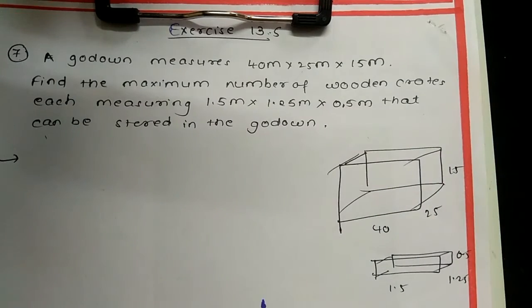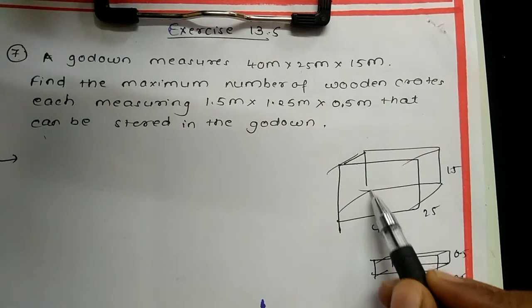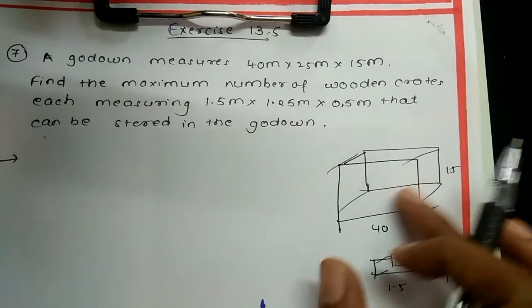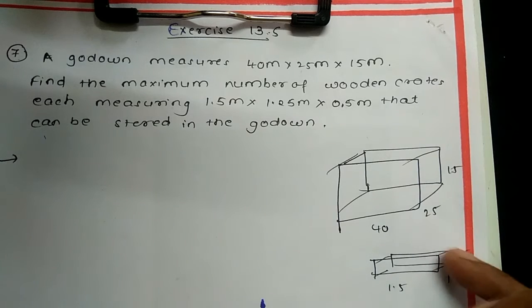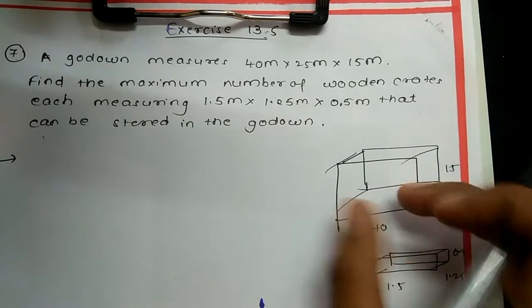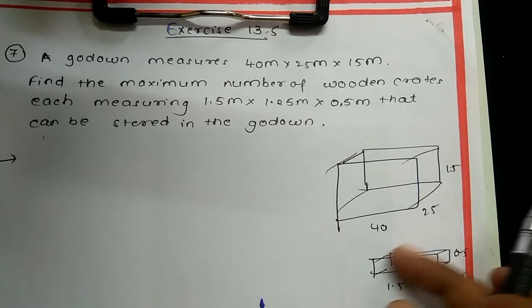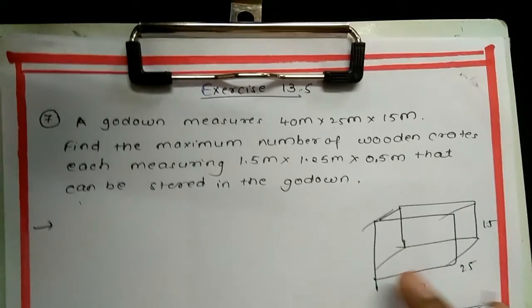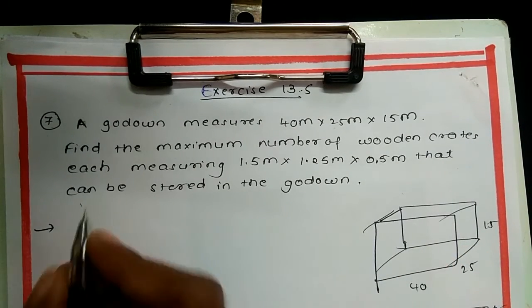To find this, first of all you have to find out the volume, or the space there is in the godown. Then you have to find out the space occupied by one wooden crate. How much space is occupied in the godown is calculated by finding the volume, or the capacity, of this wooden crate. So first of all we will find out the volume of the godown.